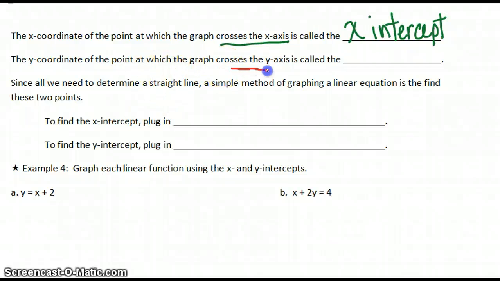Where the line catches the y-axis, y'all are smart. Tell us what it is. Y-intercept. The y-intercept. Good job, Nick. Get you a shout out on YouTube right there.